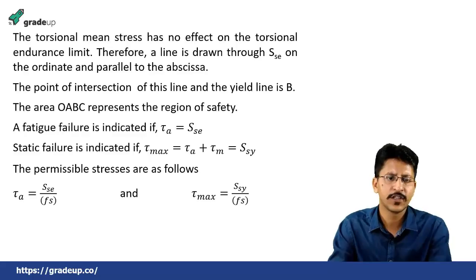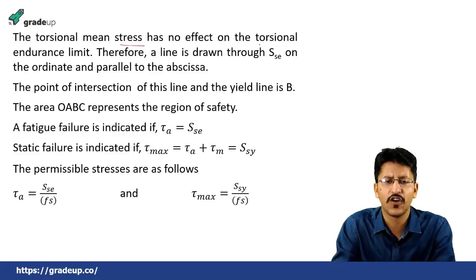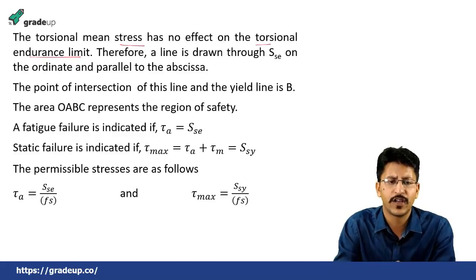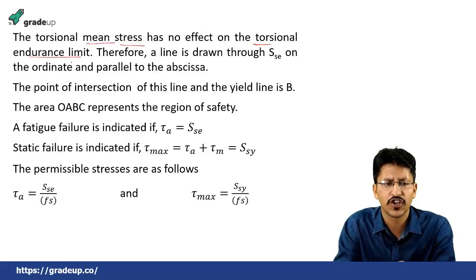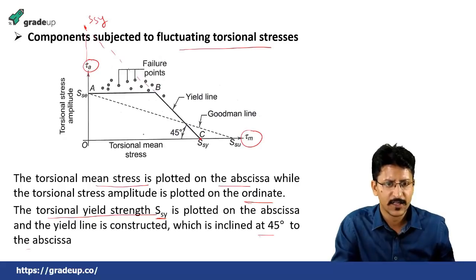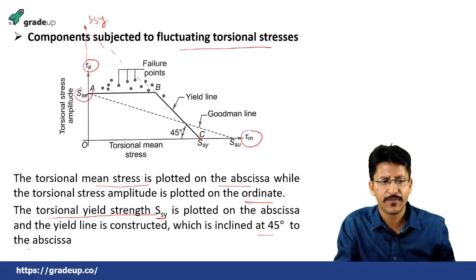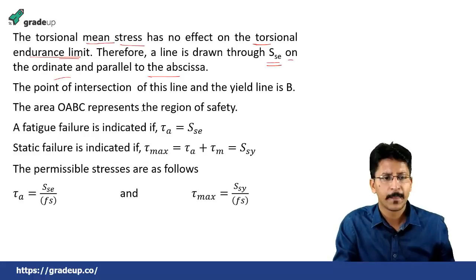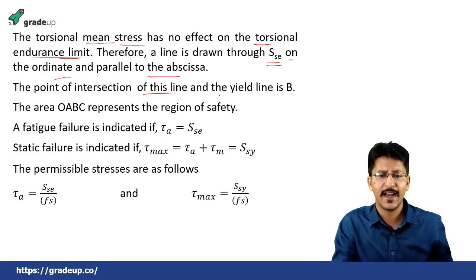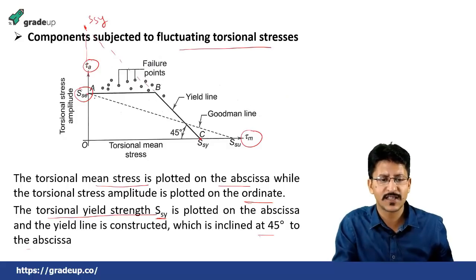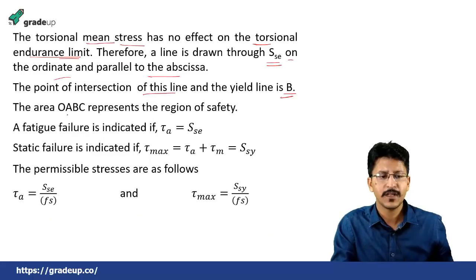The torsional mean stress has no effect on the torsional endurance limit. Therefore, a line is drawn through SSE on the ordinate and parallel to the abscissa, like this. This line is drawn from the point SSE and is parallel to the abscissa, the x-axis. The point of intersection of this line and the yield line is B. Then the area OABC represents the region of safety.